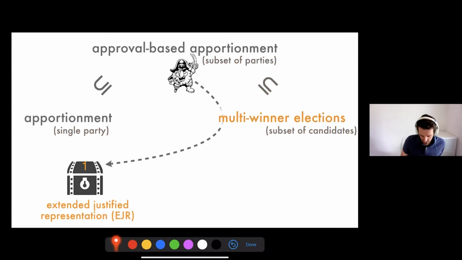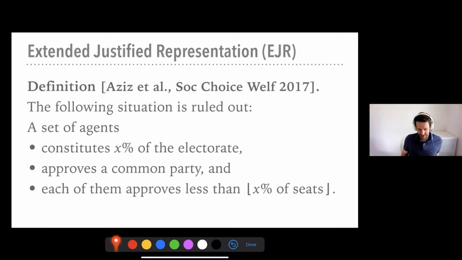For example, we know that there is a multi-winner election rule which satisfies an axiom known as extended justified representation, or EJR, that of course also holds in our restricted domain. So let me tell you what EJR is. So this is the definition. It is kind of a negative definition. It says what is not allowed to happen. The following situation is not allowed to happen.